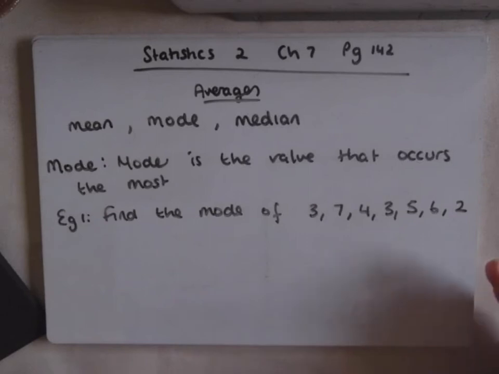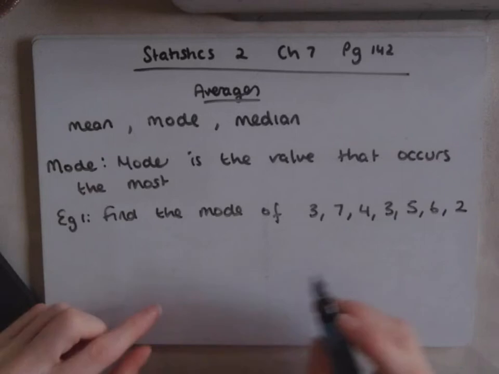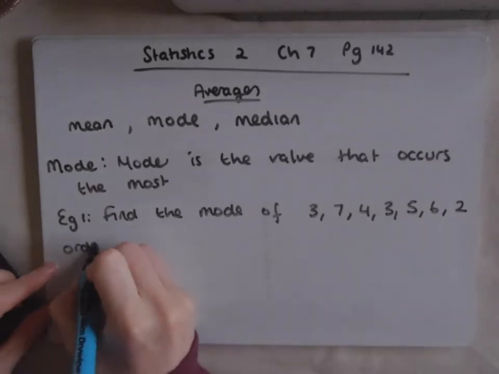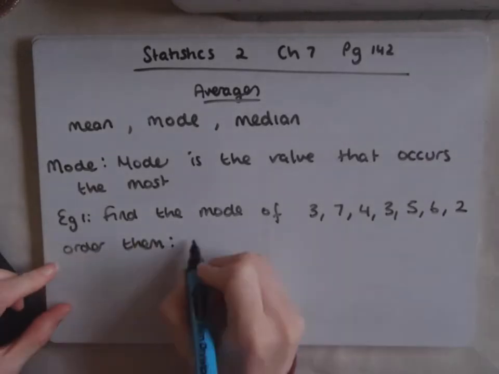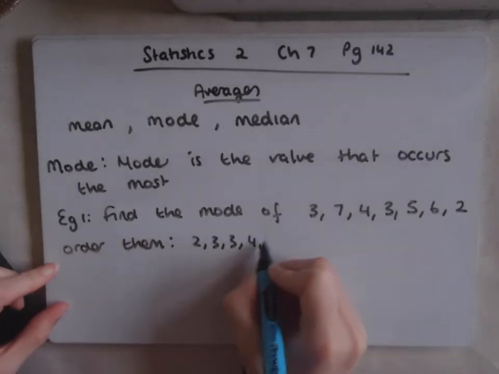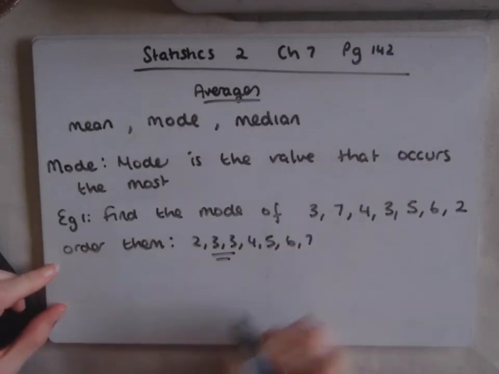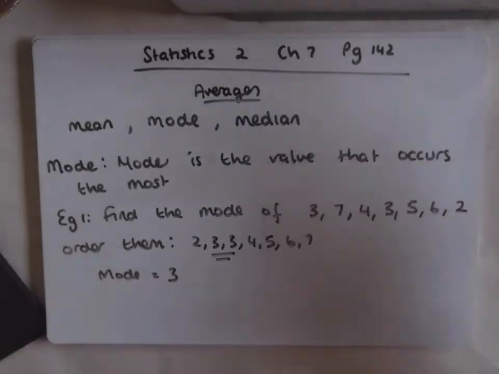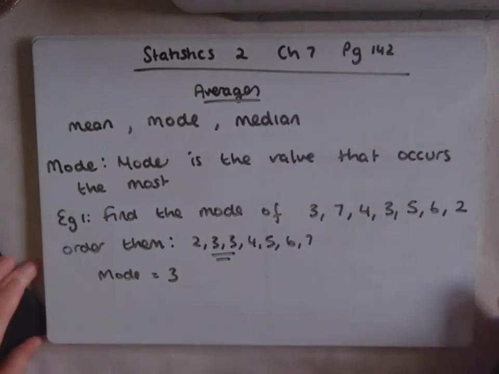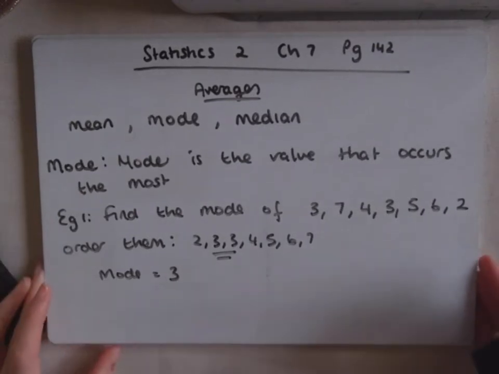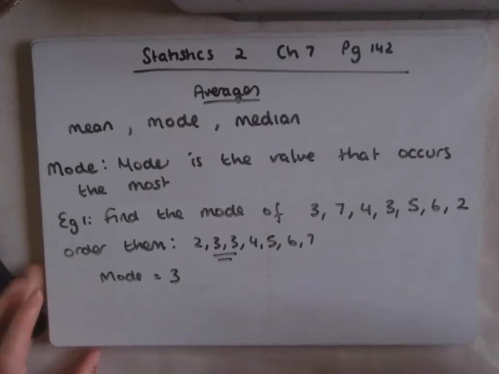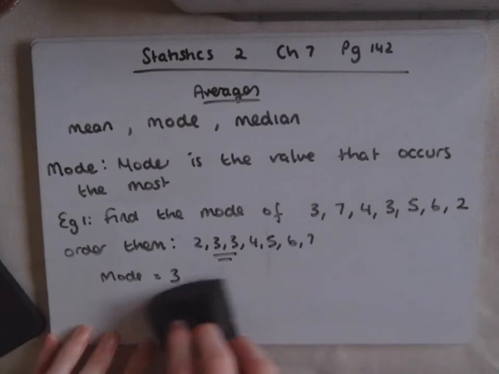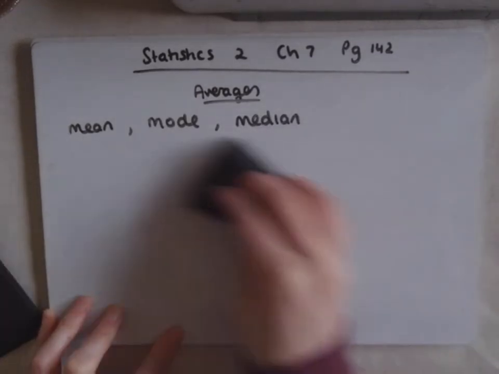Now it's quite easy to see when I only have this amount of numbers, but if I had a much bigger amount of numbers, what you'd do is you'd put them in order. Okay, so we'd have 2, 3, 3, 4, 5, 6, 7, and then it's very easy to see that the mode is 3. Okay, so that's how you get the mode. You're just looking for the value that comes up the most. It doesn't have to be a number. If we're talking about how you get to school and it's car, bus, train, if car comes up the most, that's your mode. Okay, now we're going to do median as well today.